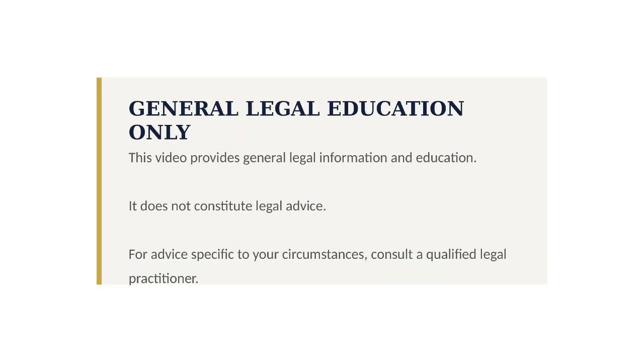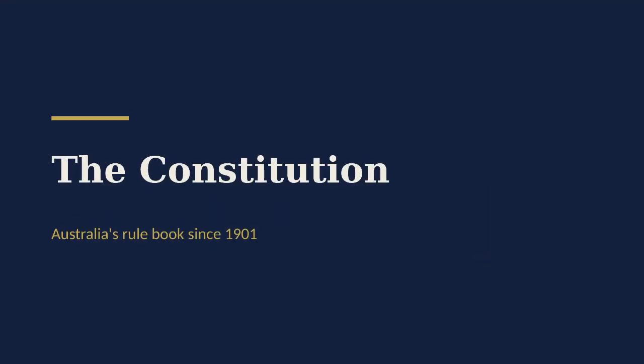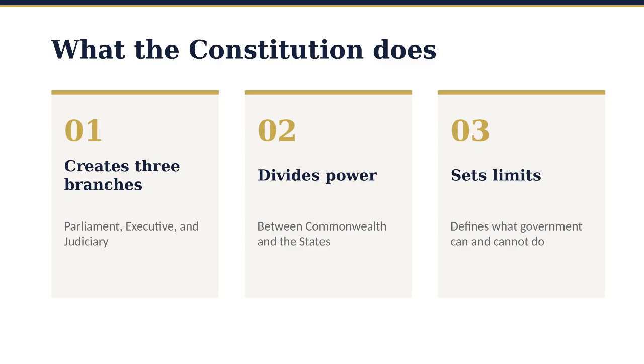Let's get into it. Everything starts with one document, the Australian Constitution. It came into effect on the 1st of January, 1901, when the 6 colonies federated to become the Commonwealth of Australia. Think of the Constitution as the operating manual for how Australia is governed. It does 3 critical things.